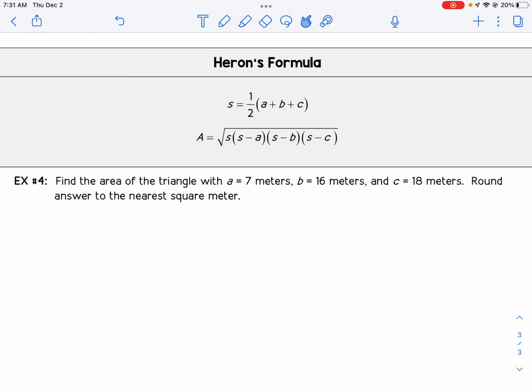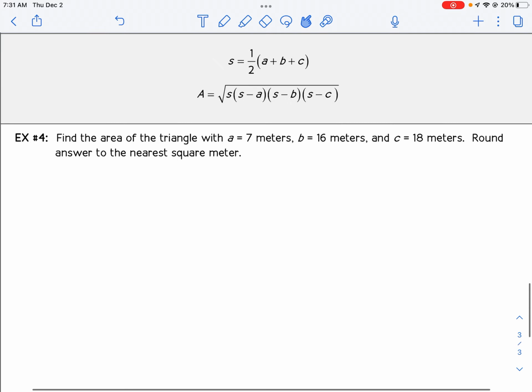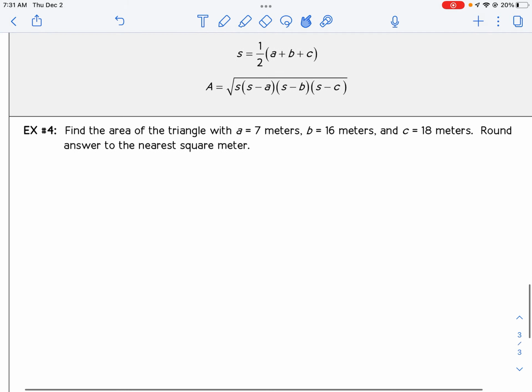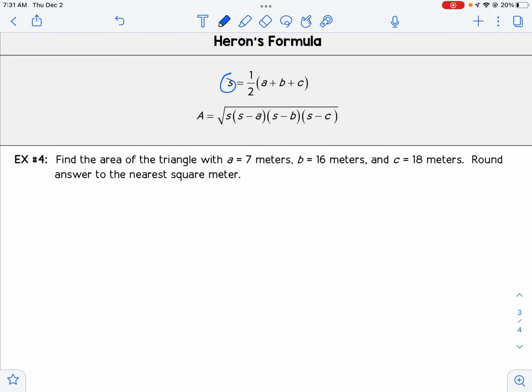First, we're going to find one part of this, which you'll see is this s. That's part of something we have to find to be able to do that. And we're not going to prove why Heron's Formula works. We're just going to use the formula. To find that, we take half of the sum of the three sides: 7 plus 16 plus 18. So essentially you're finding half of the perimeter. That gives us, in this particular problem, 20.5.